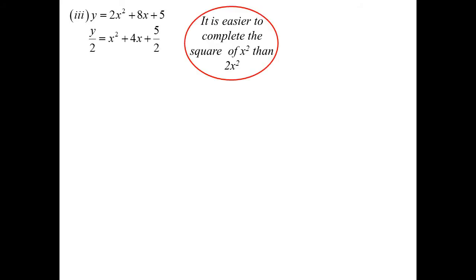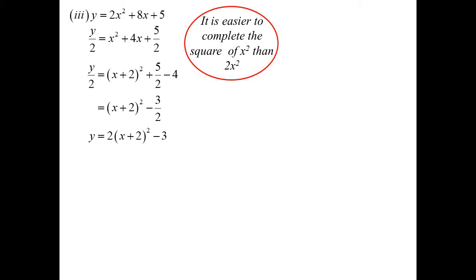Now, y equals 2x squared plus 8x plus 5. I'll write y over 2, because when I complete the square, I prefer it to be 1x squared rather than 2x squared. I just find that easier. So I'll rewrite it as y over 2 is x squared plus 4x plus 5 on 2. Then half the coefficient of x is 2. So I know I've got x plus 2 all squared, but now I've added in an extra 4. So I'll take away the 4 there to balance it out.